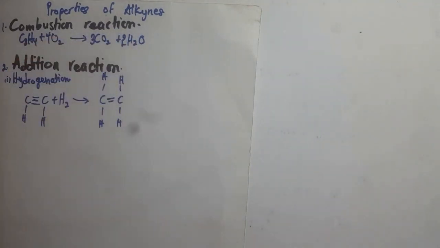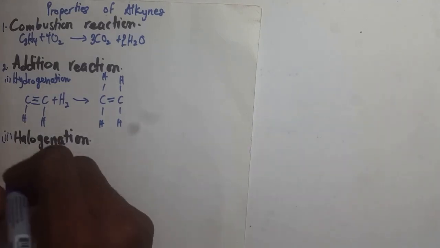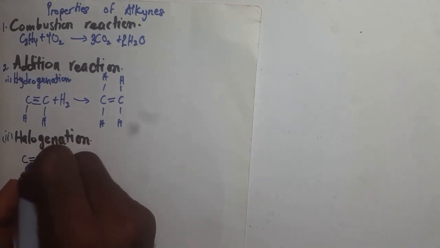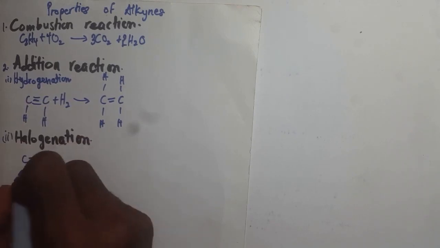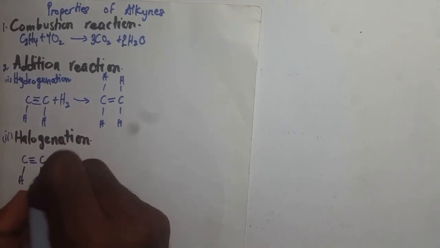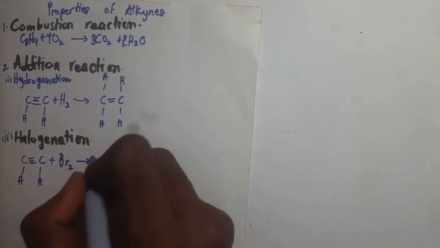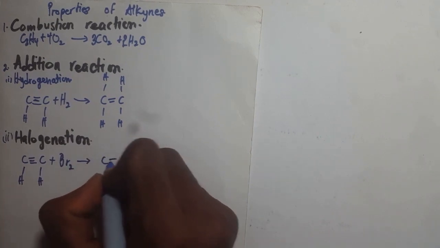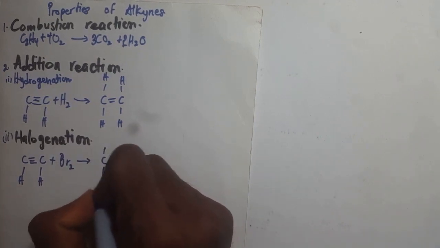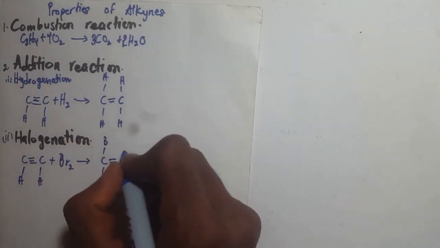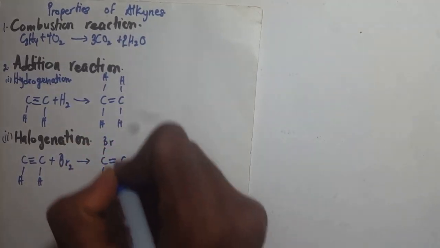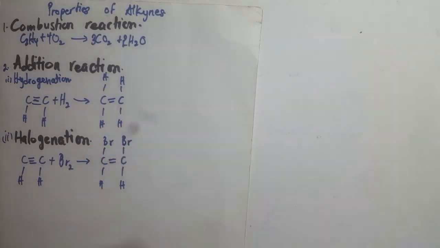And there's another form of addition reaction which is known as halogenation. Halogenation simply means addition of halogen. So you have your ethyne here, H here, another H here. So your halogen, let's go for bromine, Br2. After this reaction, we are going to have C double bond C, so H here, Br here, H here, Br here. So as simple as that.